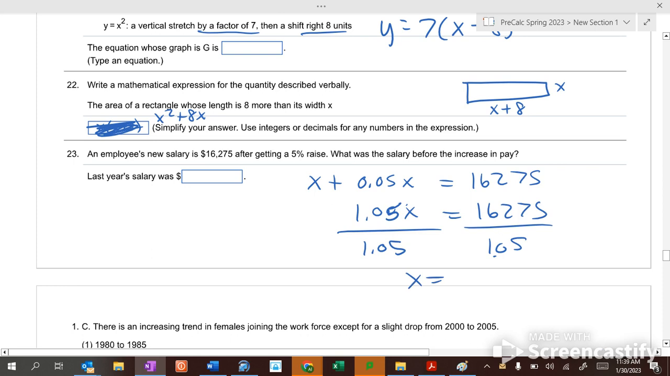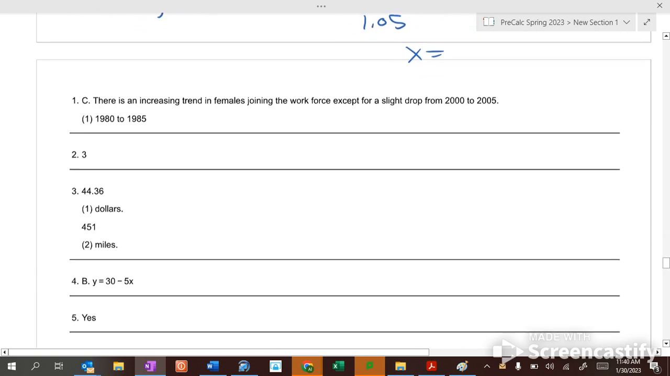What's 16,275 divided by 1.05? What do you get, Cheyenne? $15,500. Okay?